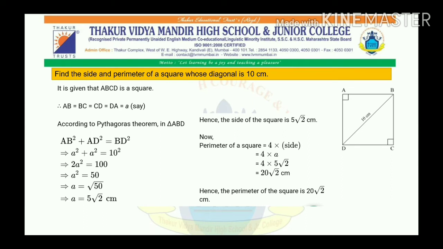Find the side and perimeter of a square whose diagonal is 10 centimeter. Here only diagonal is given, you can think on that. The solution is in front of you on the screen, and the diagram is also there on your screen. So just go through for 30 seconds or 1 minute. If you are understanding it, then it's okay. Otherwise, doesn't matter. I'll explain it to you.